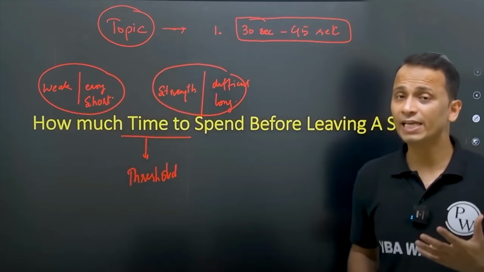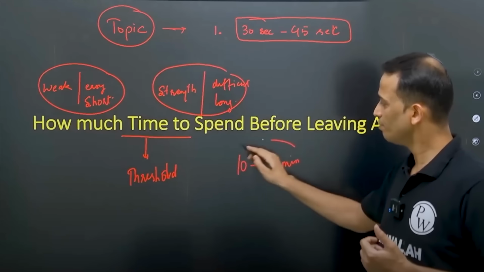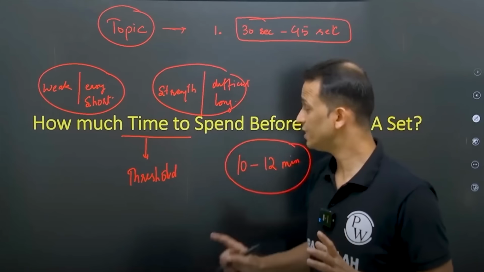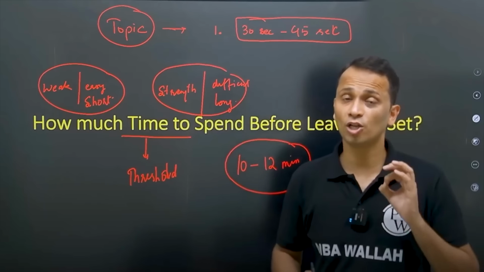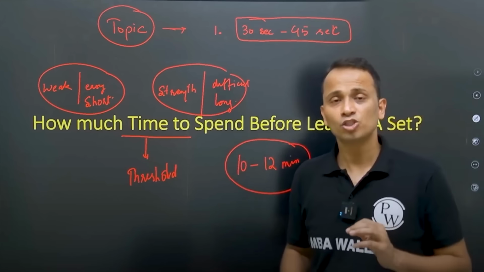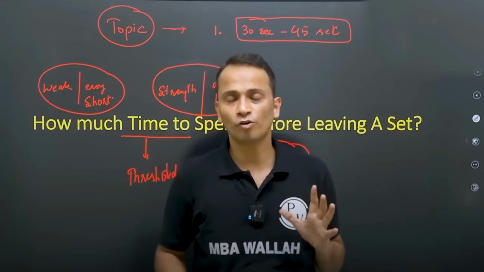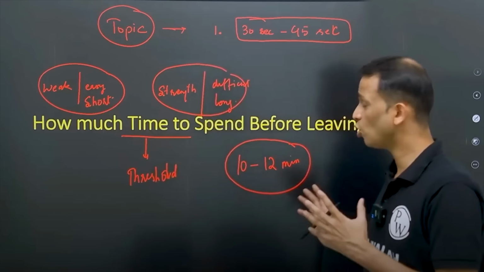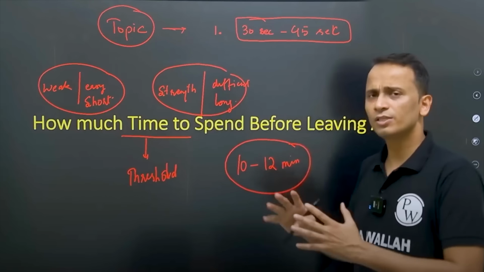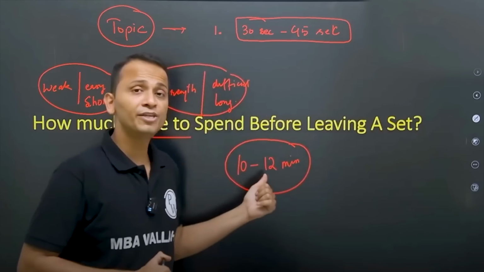Now, generally, it takes 10 to 12 minutes for a student before he or she decides and leaves the set. I would say that 10 to 12 minutes is a lot of time, because 10 to 12 minutes after this 1 minute, right? So you have already spent more than 33% of your time. 33% of time has already been spent and you are leaving this set. So I would say that reduce this time a little bit. Okay, now why do we stretch up to 10 to 12 minutes?